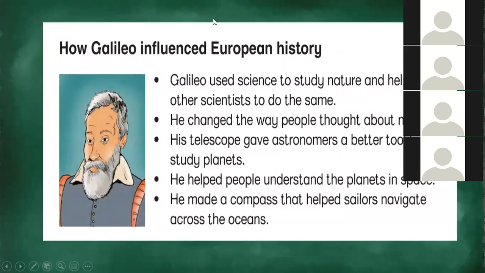So that when you are learning natural science, you can be able to learn about the planet. So it was because of his telescope. So he also helped people to understand planets in space. He made a compass that helped sailors navigate across the ocean. You saw the compass, right? It helped sailors to navigate across the ocean. So these were the things that Galileo invented.